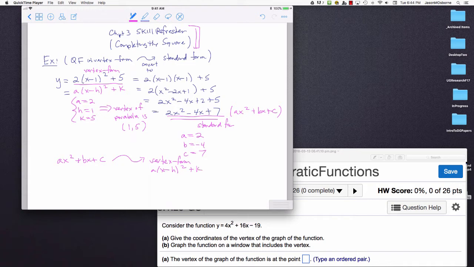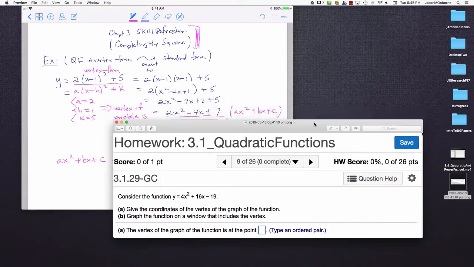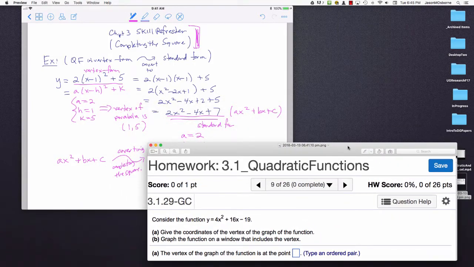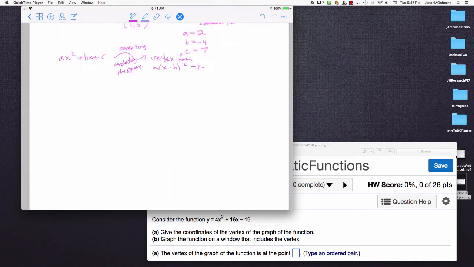And to do that, the converting is what's called completing the square. That's what the skill refresher video does. So what I want to do in this video is another example. This is a problem from section 3.1 in the quadratic function section.